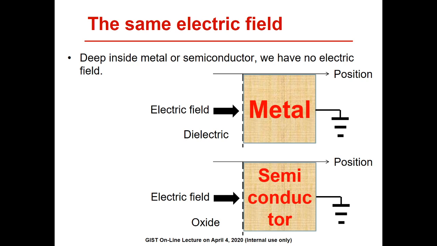Assume that we have the same electric field in the dielectric layers. Its direction is shown in this figure. We have no electric field at a position deep inside the metal or semiconductor. Therefore, it is certain that negative charges are required in both structures. How can these structures provide negative charges to compensate the electric field? It makes the main difference.